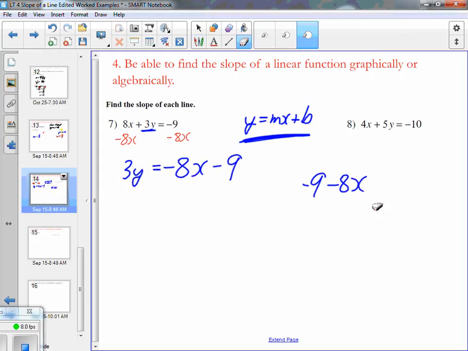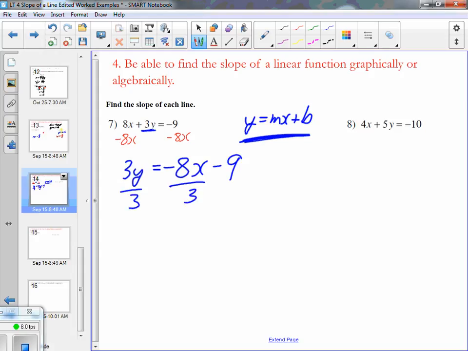Okay? Now, there's one thing keeping this from being y equals, and that's the 3. So I need to divide by 3. Here's the thing. You've got to divide everything by 3. So I divide that by 3, I divide that by 3, I divide that by 3. You've got to divide everything by 3. So on the left side, 3y divided by 3 is y. Perfect. That's what I wanted.